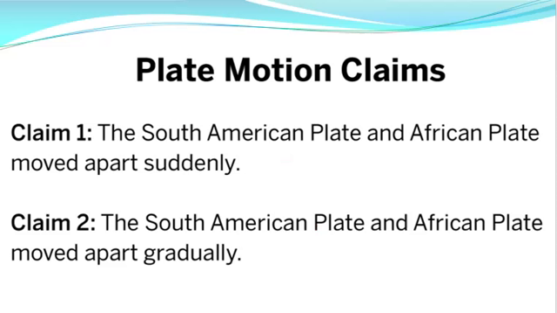What we're wondering is which one of these two claims is most accurate. Claim 1 says that the South American plate and the African plate moved apart suddenly. Claim 2 says the South American plate and the African plate moved apart very gradually. We're just not sure which one of these claims could account for these fossils being on different continents today.